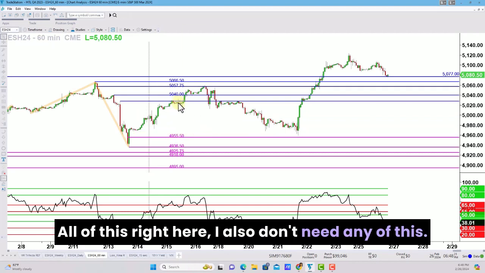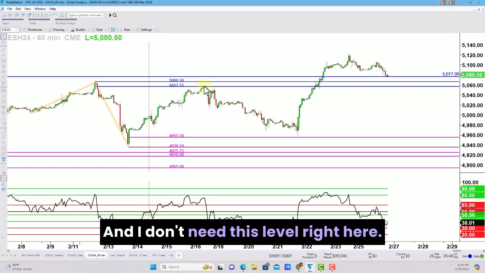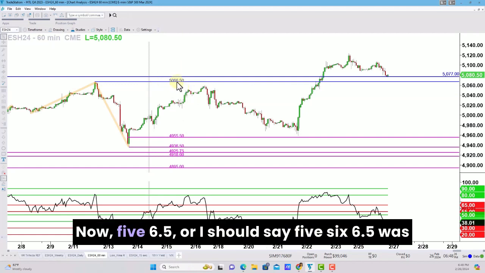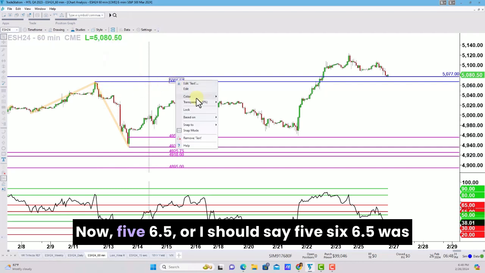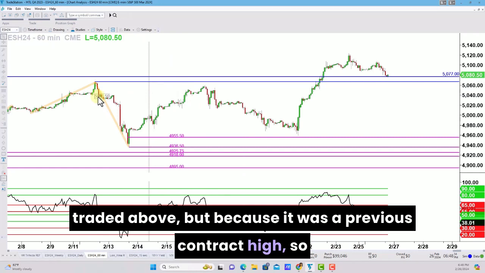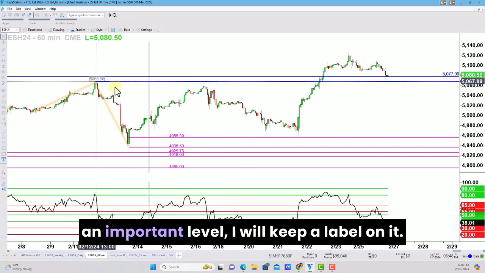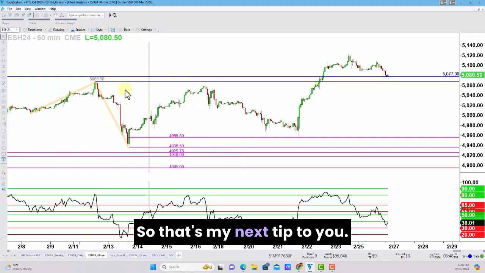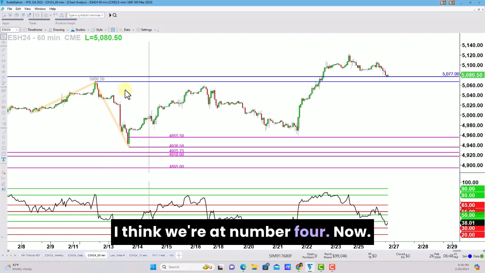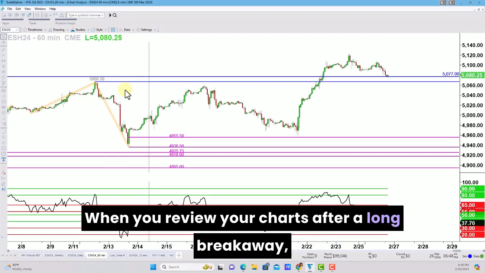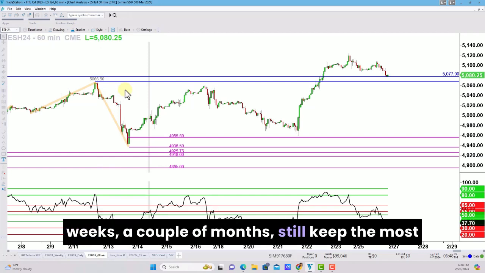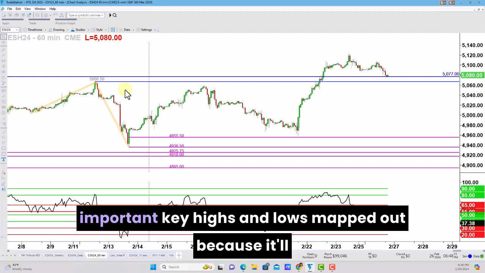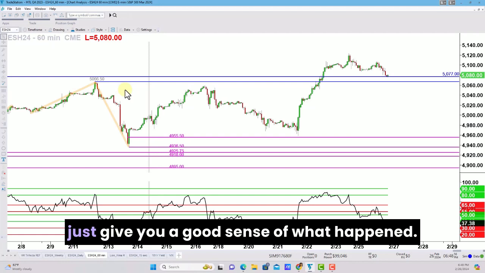I also don't need any of this. And I don't need this level right here. Now 5066.5 was traded above, but because it was a previous contract high, so an important level, I will keep a label on it. So that's my next tip to you. I think we're at number 4 now. When you review your charts after a long breakaway, whether it's a couple days, couple weeks, couple months, still keep the most important key highs and lows mapped out because it'll just give you a good sense of what happened.